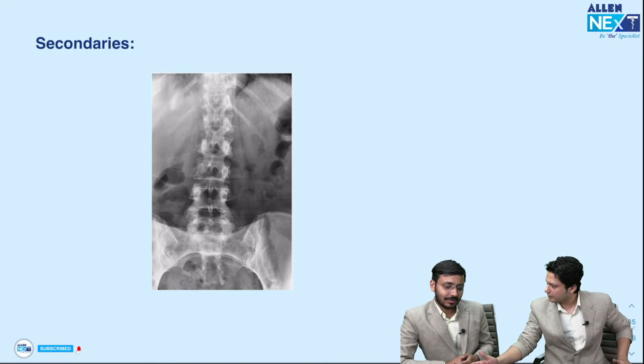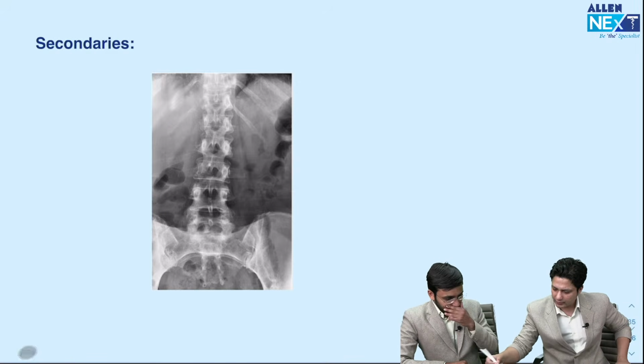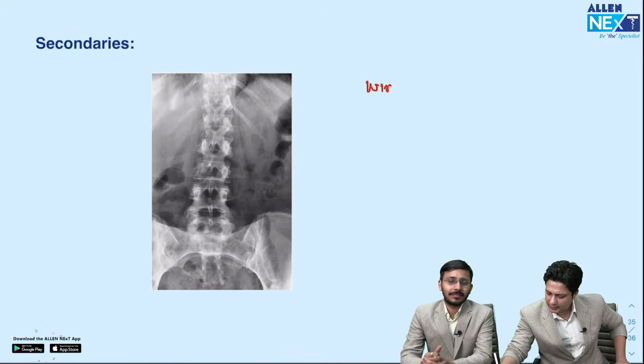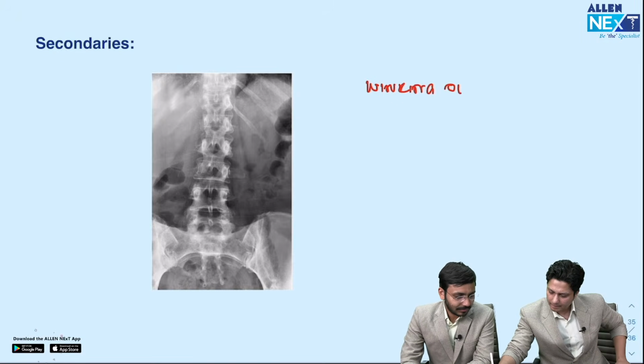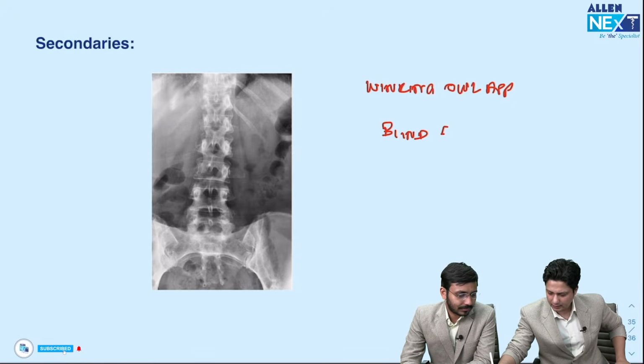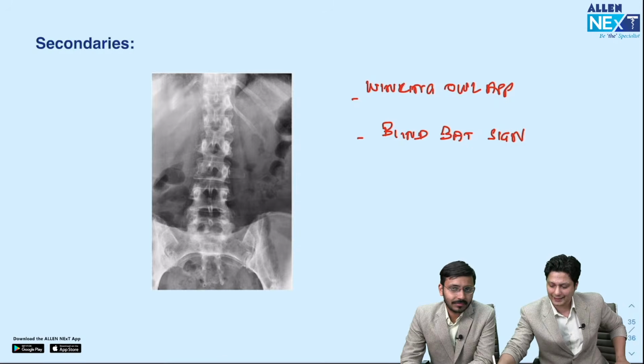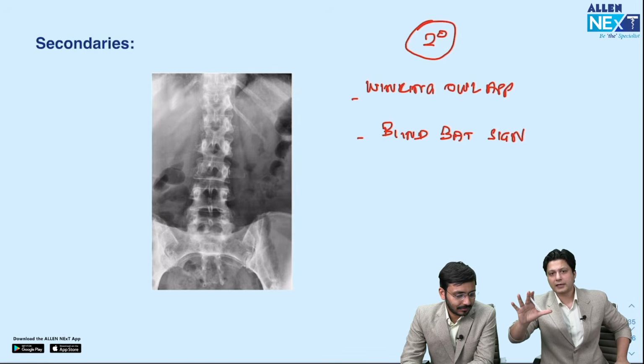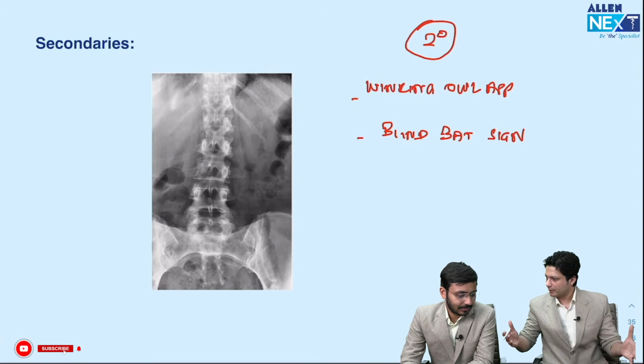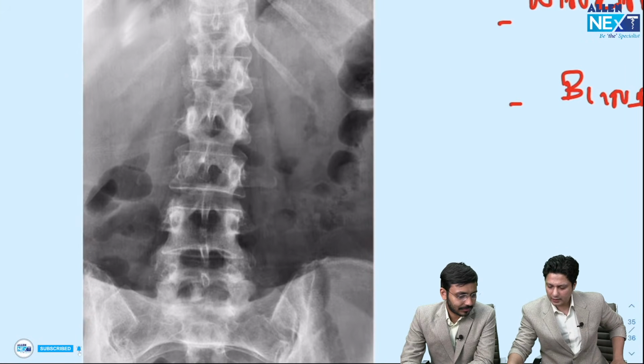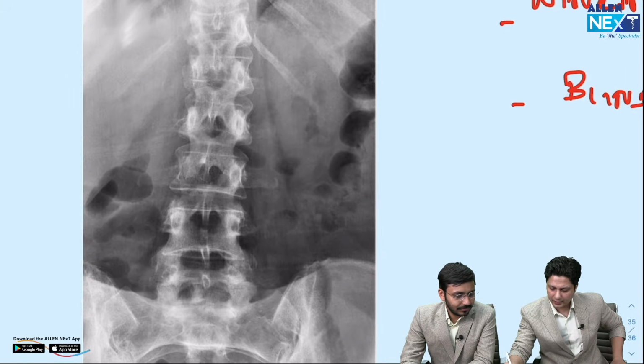And finally, these are the secondaries. In case of secondaries, all of us are aware of the winking owl appearance and blind bat sign. These are the names provided to these X-ray findings for secondaries. Vertebrae is the most common bone recipient for any tumor. If we compare these lumbar vertebrae, this is vertebra number 1, this is 2, this is 3, this is 4 and 5.